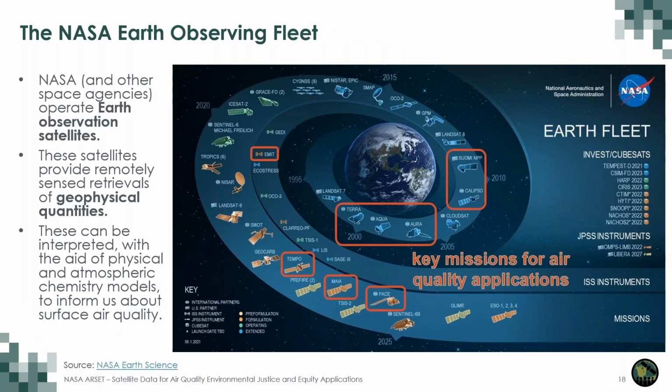As you heard about in part 1, NASA, along with other international space agencies, operate extensive fleets of Earth-orbiting satellites. Many of these have either a primary or a major secondary role of observing the Earth's atmosphere, and in doing so, they provide various kinds of information which are relevant for air quality. Here, I've highlighted a few of the key satellite missions for air quality.